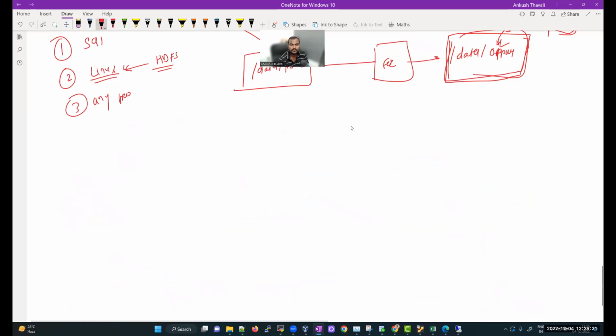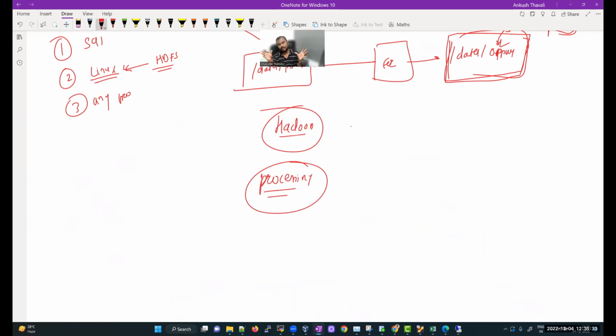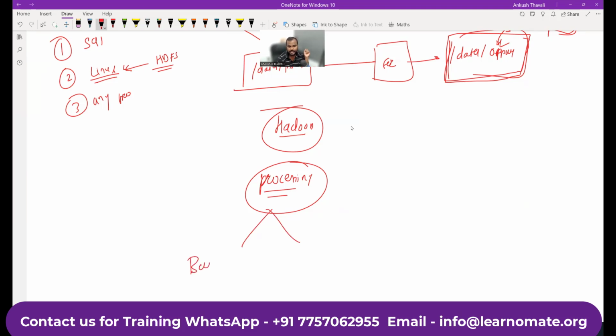Again, when it comes to Hadoop, there are two types of processing we do generally when you want to process a huge amount of data. One type we call batch processing. Another type we call streaming processing. What do you call it? Stream processing. Okay.